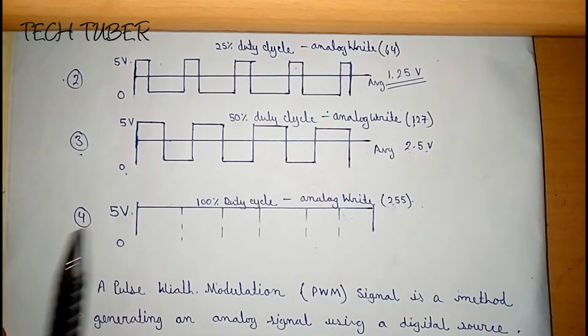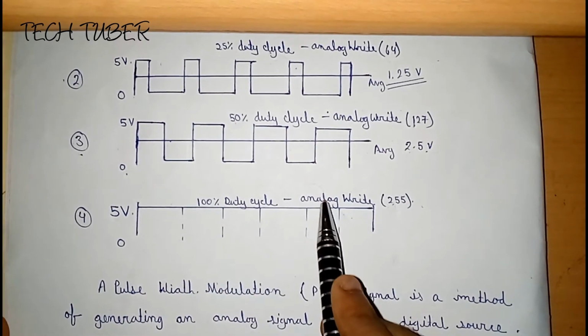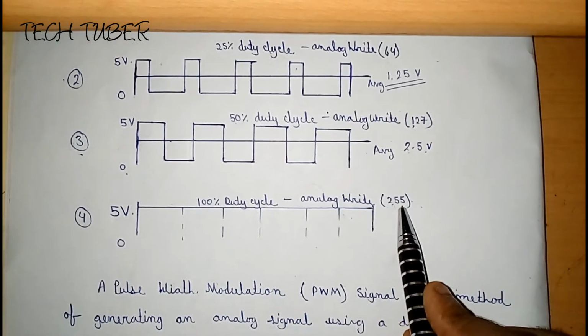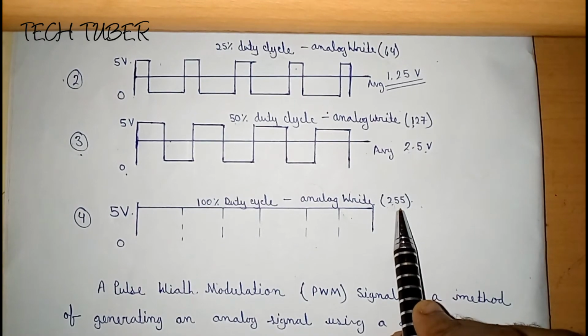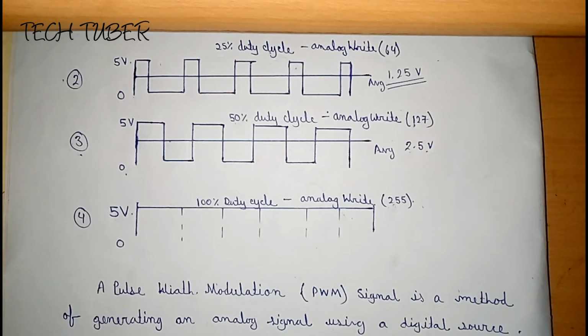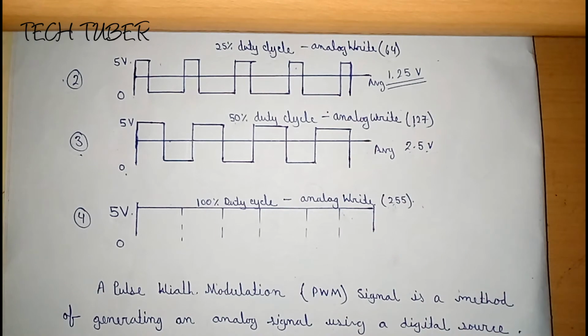That's why the time at high voltage is totally 100%. That means 100% duty cycle is achieved here, and we will write in the code analog write 255, because I had said before that the highest value of analog is 255 and lowest is 0. But in case of digital, we will write 0 or 1. There are only two states. But in case of analog, there are 0 to 255 number of states.